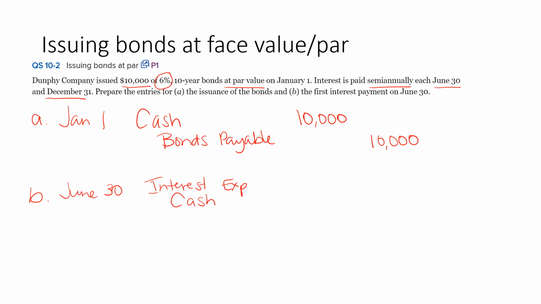So the way that we compute that is we take the bond's face value, which is $10,000, multiply it by that annual rate of 6% to give us a total interest amount of $600 for the year. But since we're only paying interest for the first half of the year in this journal entry, we take that $600, divide it by 2. So on June 30th, the corporation will be paying $300 in interest. So we debit interest expense $300 and credit cash $300.